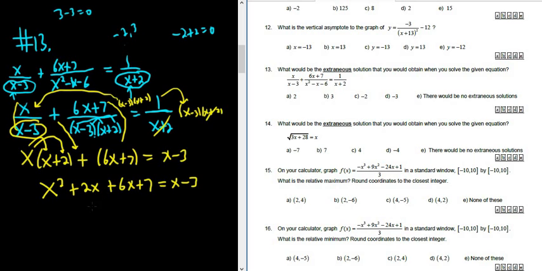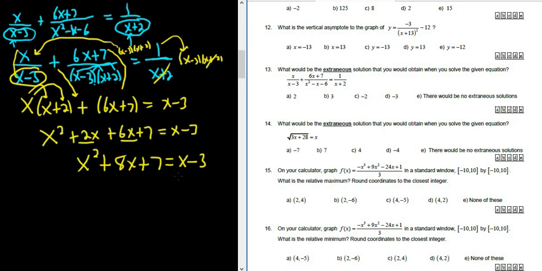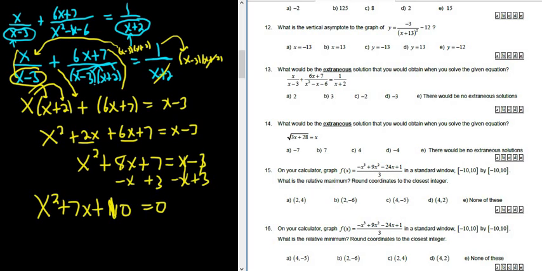Maybe we can collect like terms. So x squared plus 8x, since 2x plus 6x is 8x, plus 7, and that's equal to x minus 3. This is a quadratic equation, so we should set it equal to 0 and try to solve it. Let's subtract x and add 3. These cancel, so you get x squared plus 7x plus 10 equals 0. Right, 8x minus x is 7x, and 7 plus 3 is 10.